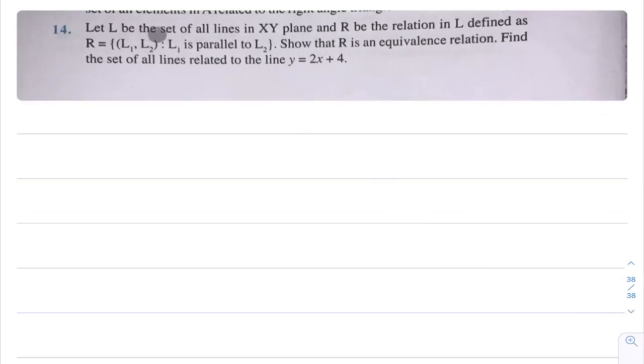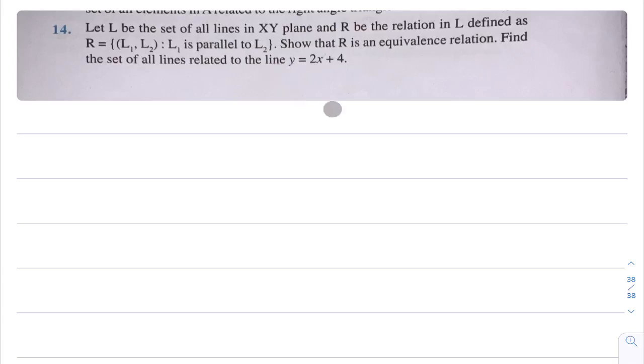Let L be the set of all lines in the XY plane. XY plane means two-dimensional geometry. R is a relation in L, where L is the set of all lines. And how is the relation defined? The ordered pair (L1, L2) belongs to R if L1 is parallel to L2. Show that R is an equivalence relation.